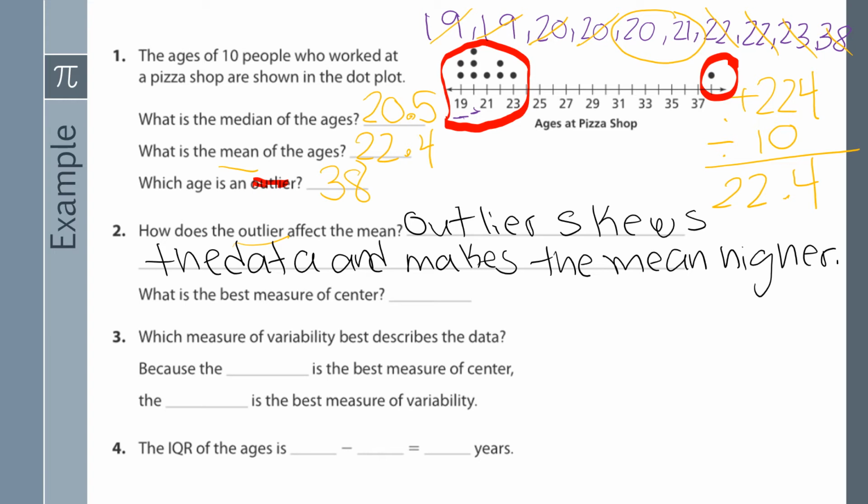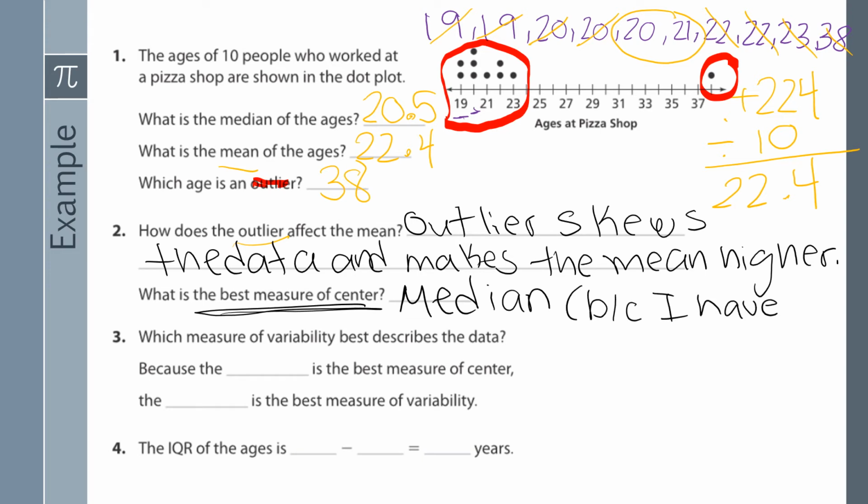Most of my data, most of my kids' ages here, or most people in the pizza shop, are between 19 and 23 years old. Then there's a 38-year-old there as well, so way outside of the data. So what's the best measure of center? Well, because I have an outlier, my best measure of center would be my median. If there was no outlier, then I would have just used my mean.